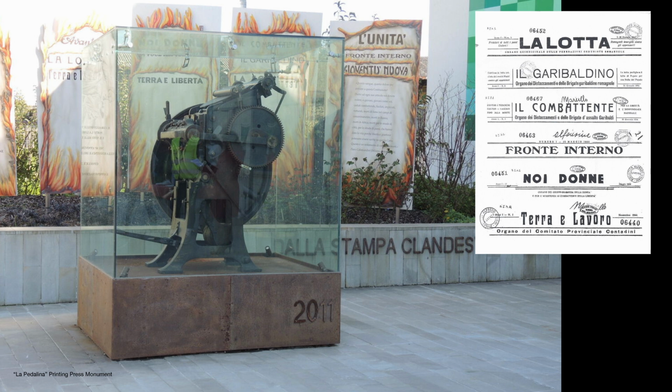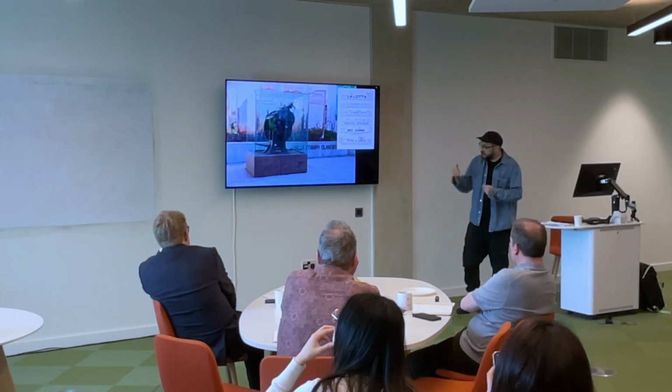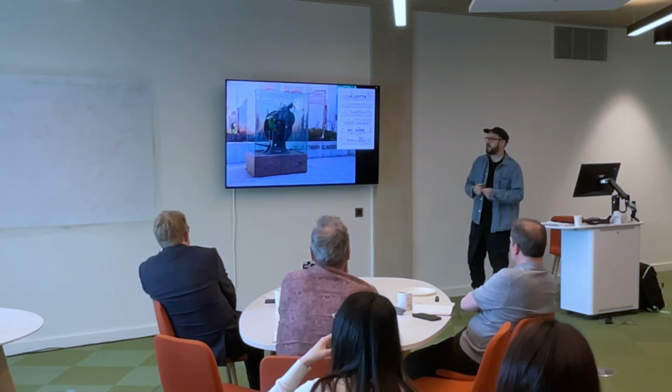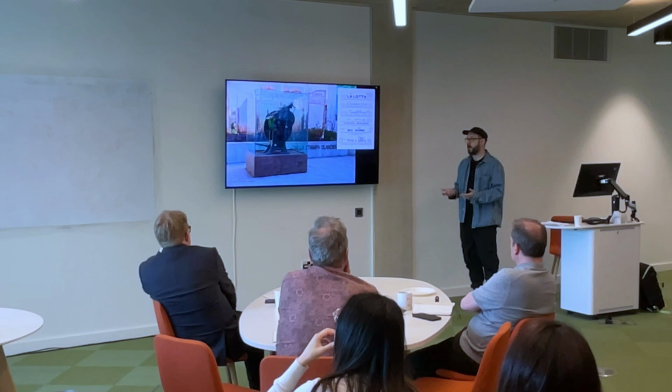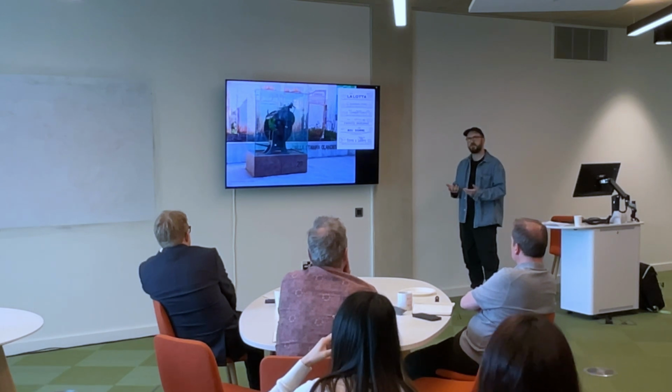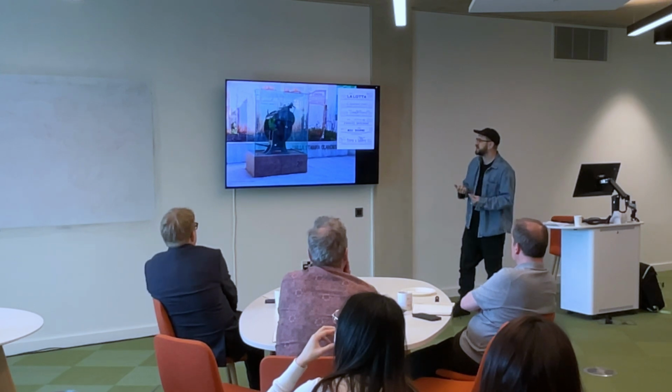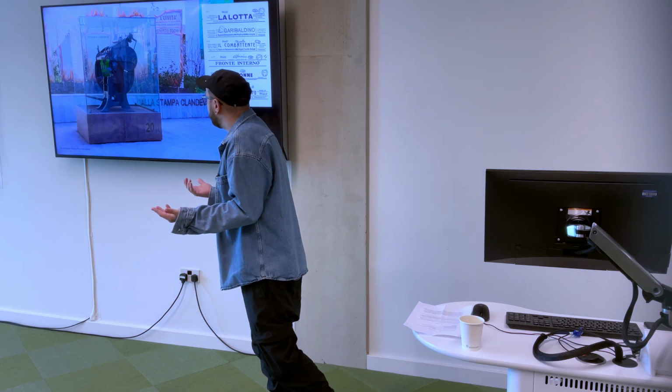This is called La Pedalina printing press. It's a monument now. It's a printing press from 100 years ago that used to work with a pedal. That's why it's called that. It's 2.5 tons of cast iron. It's not very good looking, I know. It's not as good looking as a Ferrari.